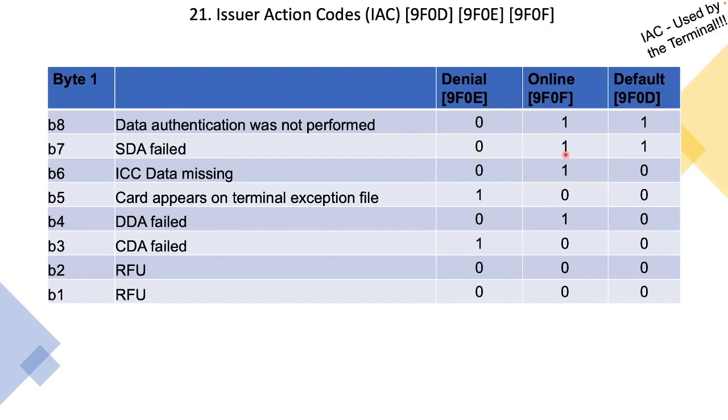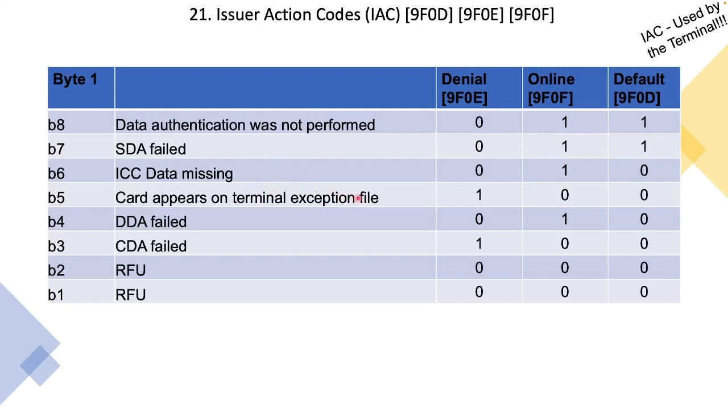Rather send it online, because if it comes online, we have an opportunity to do ARQC validation. We can verify the PIN if a PIN block is sent up. But if an online connection is not available, then it makes sense to decline the transaction. ICC data missing, like I said, these are just sample values. This relates to very specific pieces of data, but we've got it set up in this example as 010.